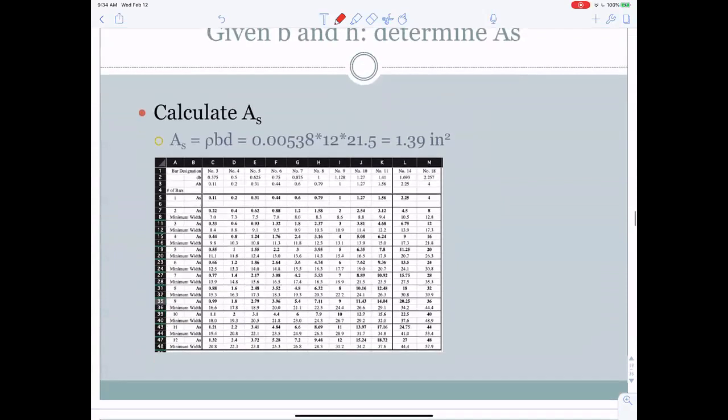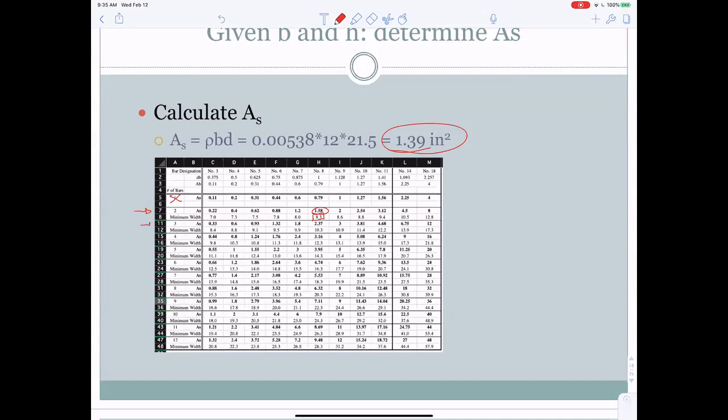Okay, so we needed 1.39 square inches. So what I'm hunting for in this table, in the bold, is anything greater than 1.39. You can't put 1 bar in. So a minimum of 2 bars. So let me look. I'm going over 2 bars. I'm looking for 1.39. There it is, 1.58. And it has a minimum width of 8.3 inches, less than 12. Maybe I could use 3 bars and get closer to 1.39.